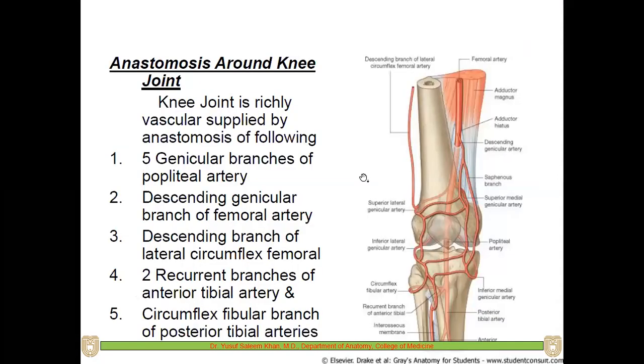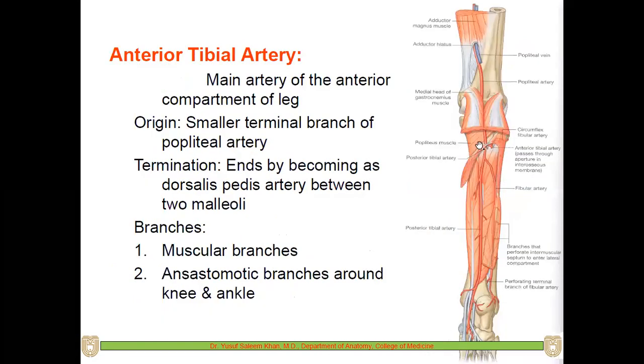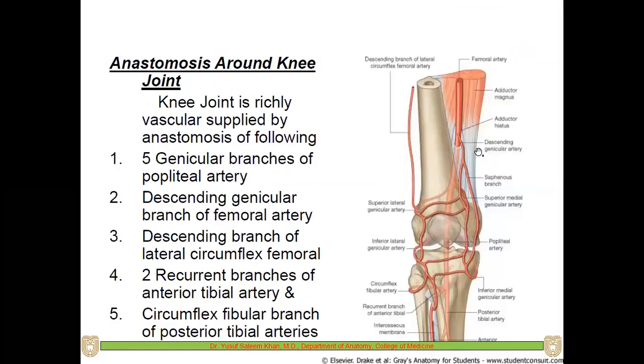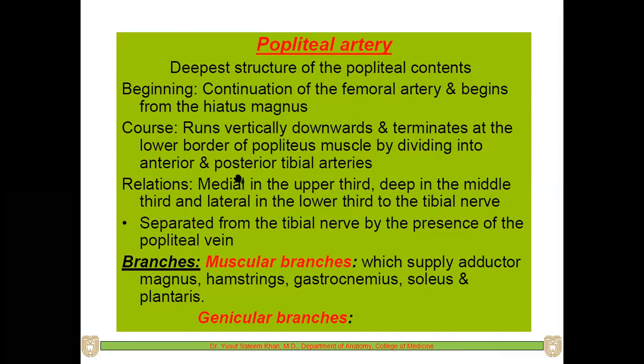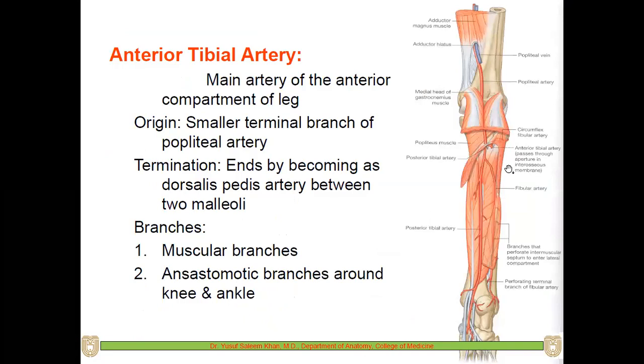Now, if you see here, this artery will go down and then divide into two important branches. It goes all the way down to here, then it divides into the anterior as well as the posterior tibial artery. It is giving one branch called the anterior tibial artery, and the other branch is the posterior tibial artery.